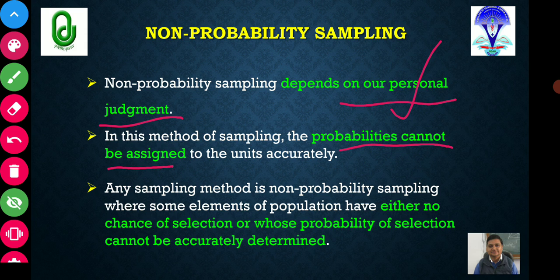Any sampling method is a non-probability sampling method where some element of the population has either no chance of selection or whose probability of selection cannot be accurately determined. That means selection of the sample or of elements from the population is not based on probability. There are a few elements for which the probability of selection into the sample we cannot ascertain. That kind of sampling is called non-probability sampling.